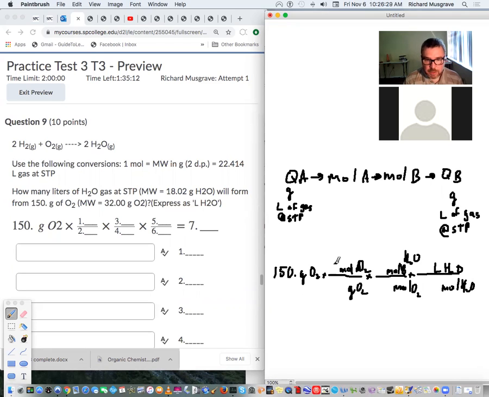And then I can put my relationships in: 1 mole, 32.00 grams. I get that from the problem. There it is there. And the relationship between moles of H2O and moles of O2 is from the reaction that we have here. So it'll be 2 moles of H2O and 1 mole of O2. And then the other relationship is 22.414 liters of H2O and 1 mole of H2O. And then we come up with our answer, which of course will be liters of H2O. Do you have any questions? No.